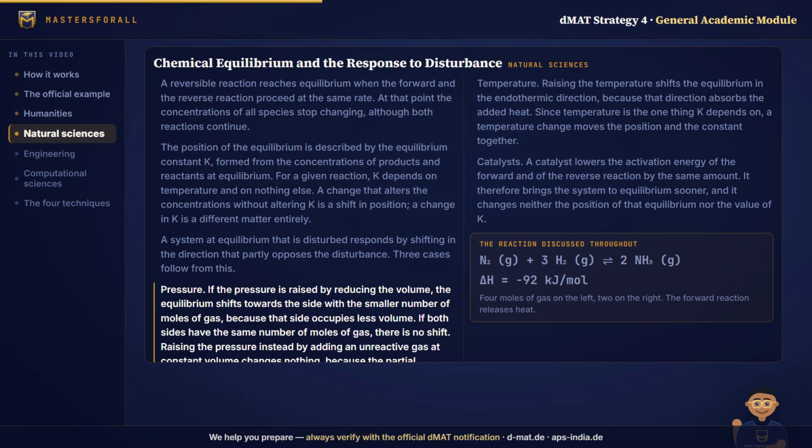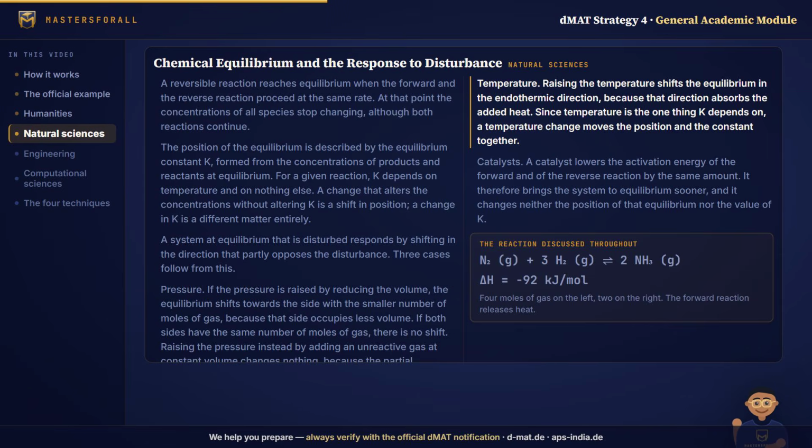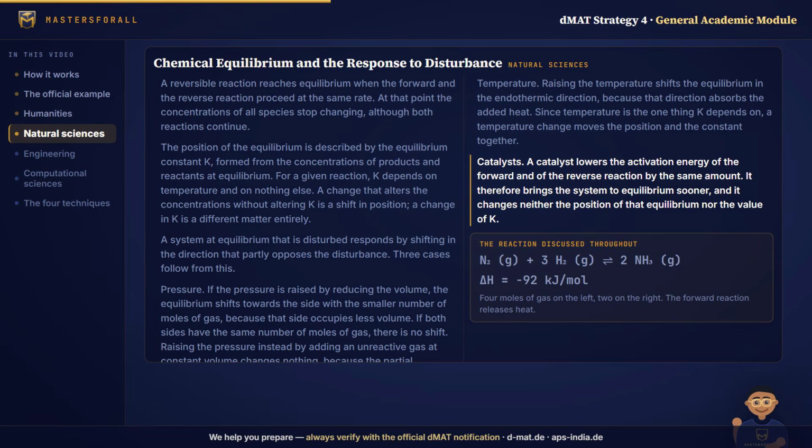Pressure, squeeze the volume, and it moves to the side with fewer moles of gas. And separately, raising the pressure by adding an unreactive gas at constant volume changes nothing because the partial pressures of the reacting species do not move. Temperature, raise it and it moves in the endothermic direction. And because temperature is the one thing K depends on, position and constant move together. Catalysts, equilibrium sooner, position unchanged, K unchanged.